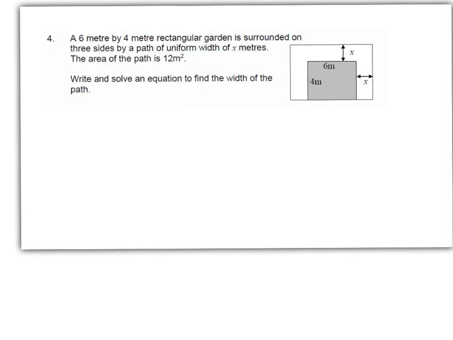We've done a few of these in class already. A 6 metre by 4 metre rectangular garden is surrounded on 3 sides by a path of uniform width of x metres. So in this question, the variable x is the width of the path. So we don't have to start from defining the variable here. We're told that the area of the path is 12 metres. So A equals 12. A is the area, metres squared.